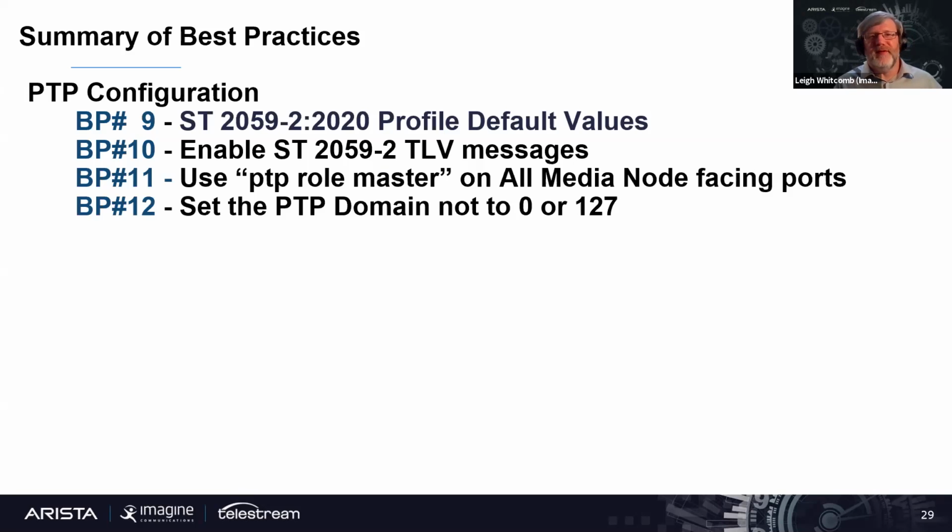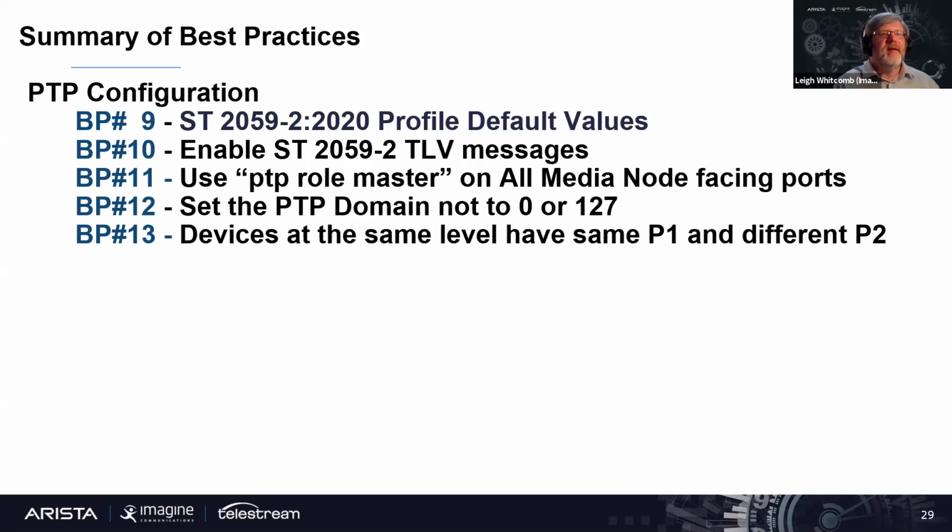You want to set the PTP domain not to the default of 0 or 127. You want to pick a different value. You want to set the devices at the same level to have the same P1 value, but different P2 values, so that you can basically control the BMC algorithm and who's going to be the master in a controlled manner.